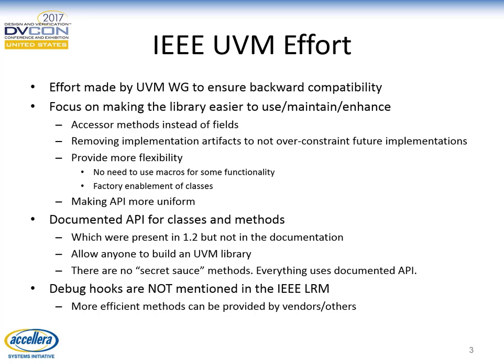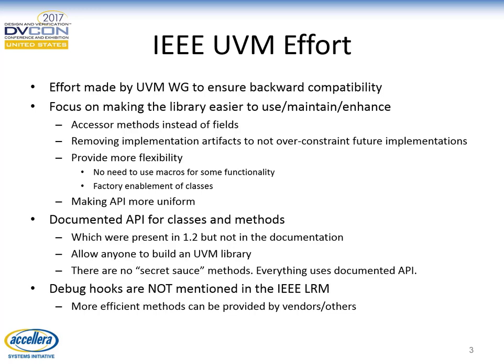We've tried to make this library a lot more flexible than it ever has been. There is now no need to use macros in order to get some functionality. All of the methods that were actually called within the macros are now completely documented in the LRM. Another key feature is that a number of classes that were there in UVM 1.2 were not factory enabled because registration wasn't there. We've gone ahead and cleaned up all of them, so it's a uniform treatment throughout the library. As a result of all of this, the API is now a lot more uniform than it ever has been.